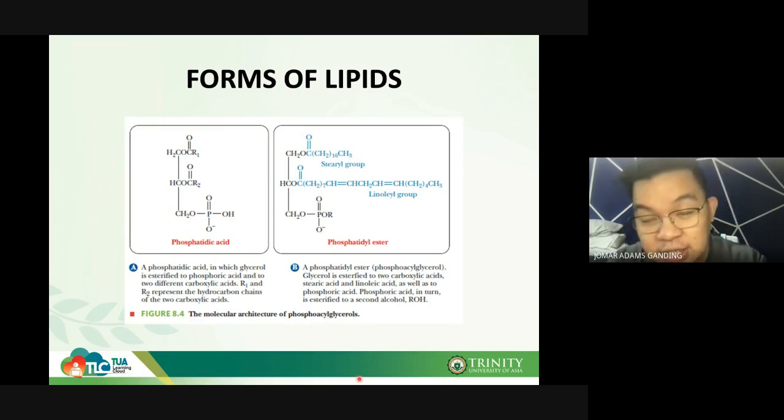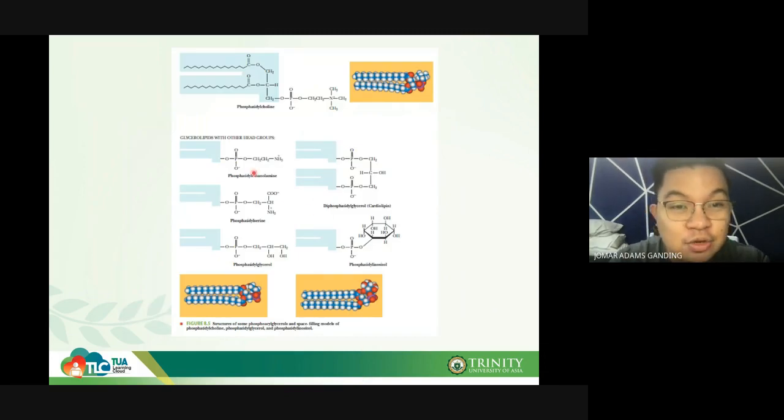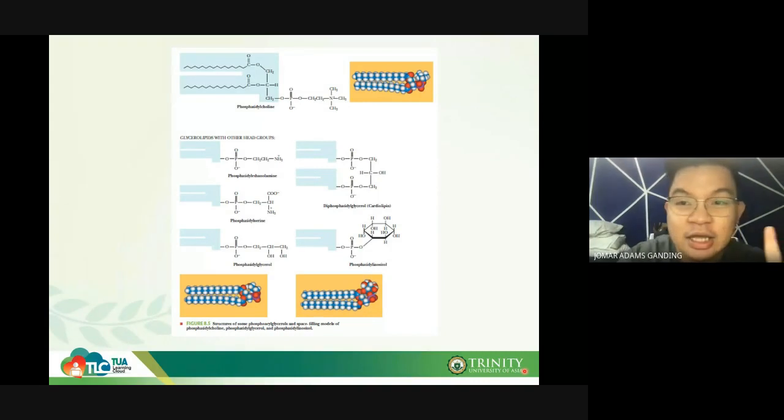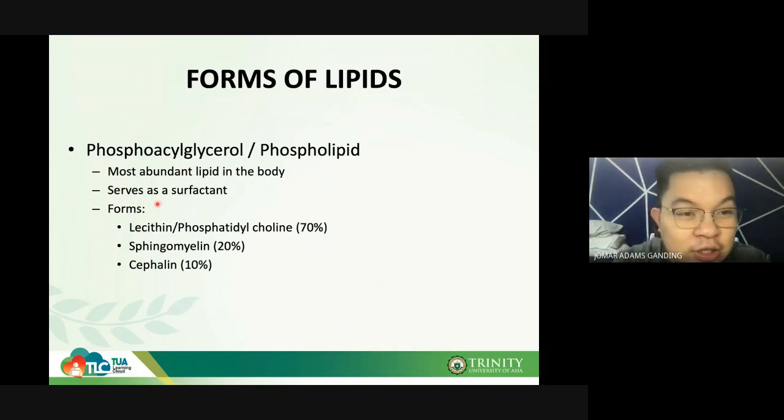In our body, there are different forms of phospholipid. These figures are very small, but these are just figures. What are the phospholipids we're talking about? These are the phospholipids we are going to talk about. Again, phospholipids are the most abundant lipid in the body. They also serve as a surfactant. That's why if you guys are already on amniotic fluid in your AUBF, you'd see there the phospholipid surfactant ratio, so that you would see the normal development of your fetus. Inside our body, the most common forms of phospholipid are as follows: lecithin, also known as phosphatidylcholine, sphingomyelin, and cephalin. They are the three most common, most important phospholipids in the body.